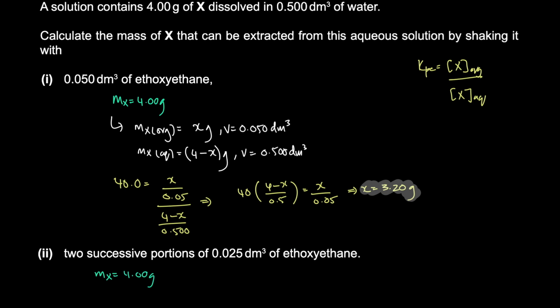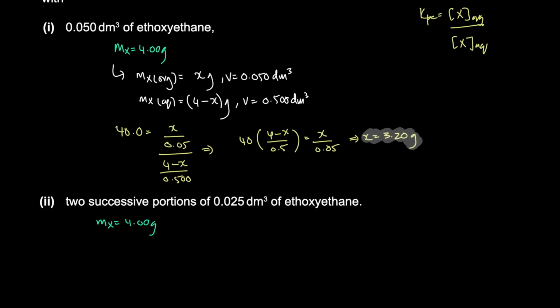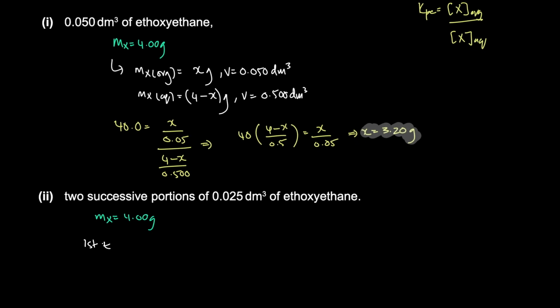But we're going to do 2 successive extractions. First, we're going to extract a certain amount of X into 0.025 dm³ of ethoxyethane. Some will be left over in the aqueous solution, and then we're going to use another 0.025 dm³ of ethoxyethane to extract more of X from that aqueous layer. At the end, the total amount extracted will be the amount that we extracted in each of those steps, our first extraction and the second extraction. For our first extraction, we know that our mass of X is simply 4 grams. After the extraction, we don't know how much we've extracted into the organic layer, so let's say we've extracted X grams again using 0.025 dm³ of ethoxyethane.